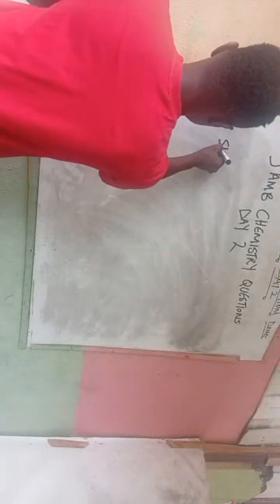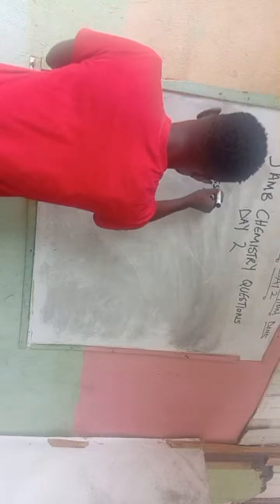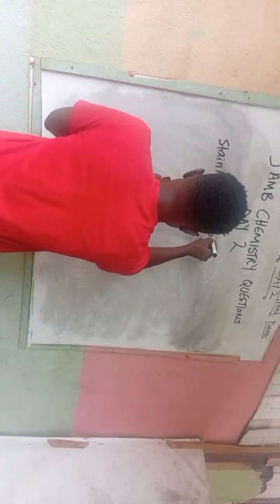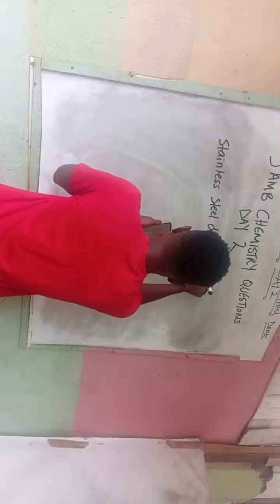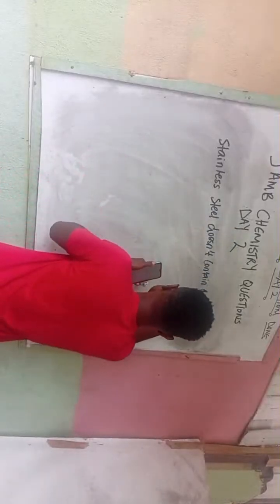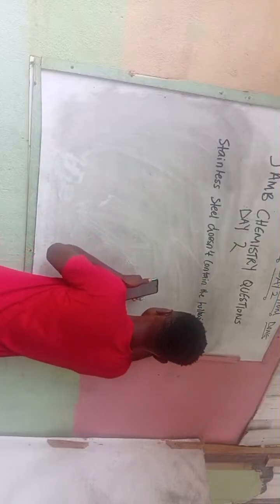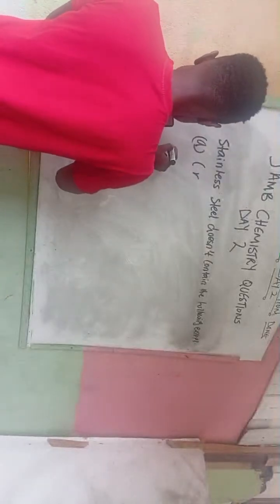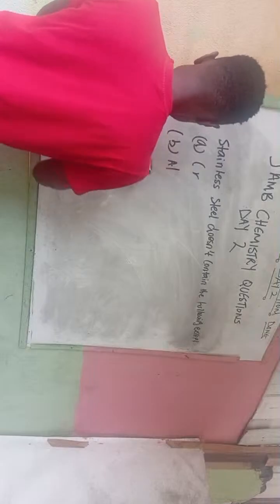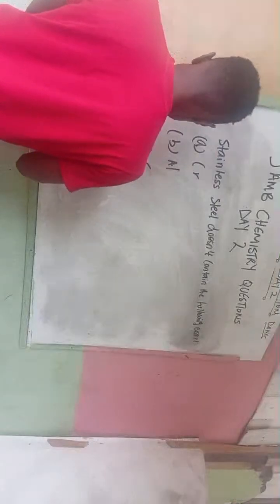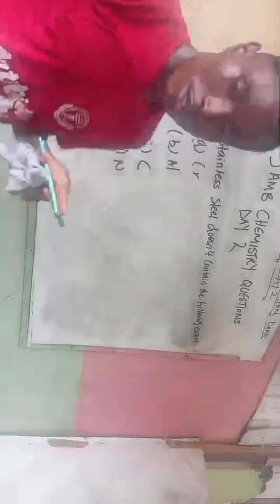Stainless steel does not contain the following except: A, chromium; B, aluminium; C, carbon; and D, nitrogen. So it says stainless steel does not contain the following except. What do you think is the answer?